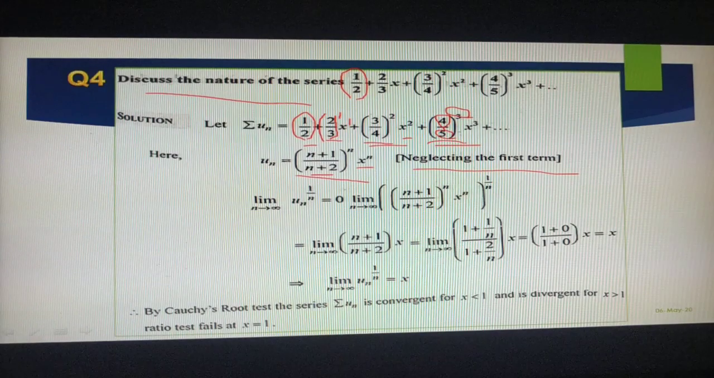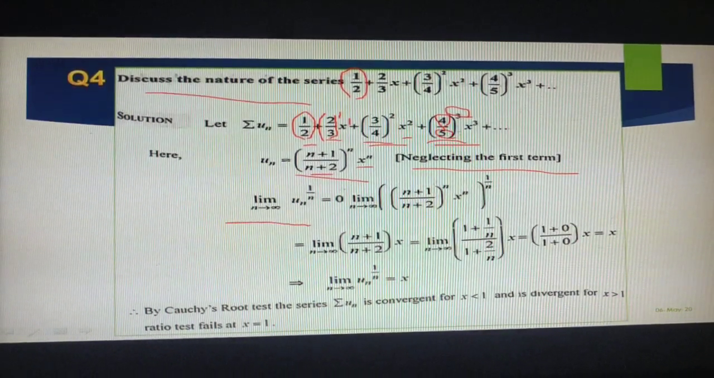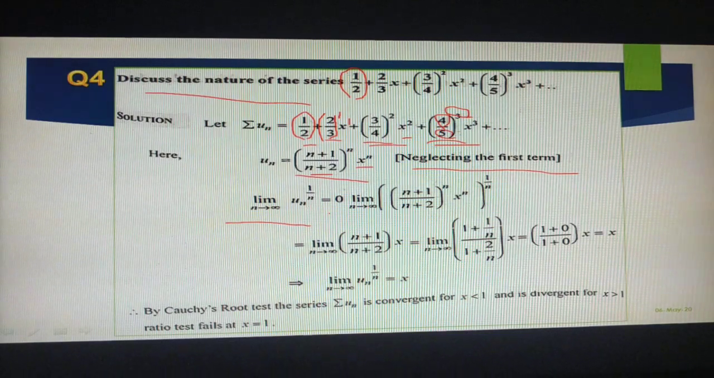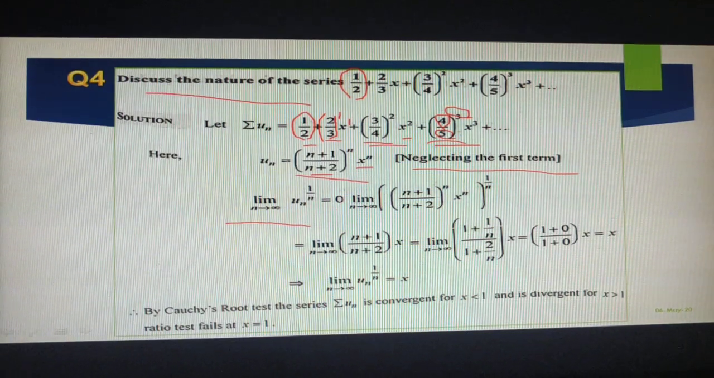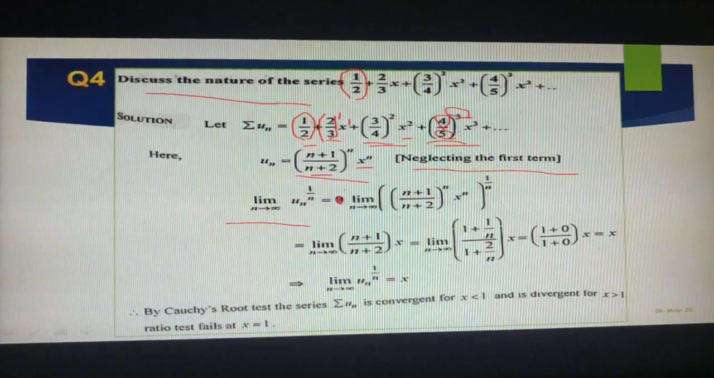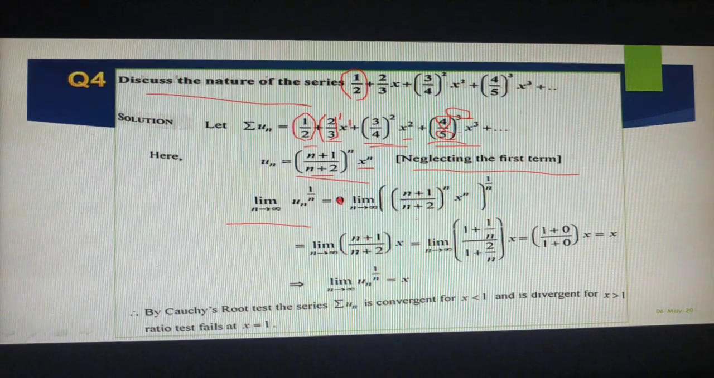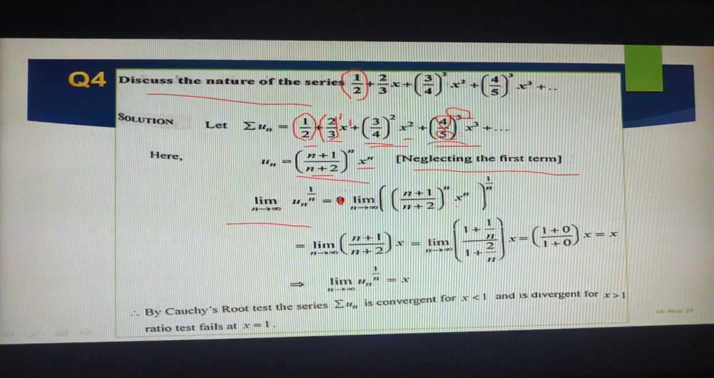Once you have your nth term, nothing else is there. Just apply your formula, limit n tends to infinity, un whole to the power of 1 by n, is equal to limit n tends to infinity. So now what we are doing here, un we are considering, that is n plus 1 by n plus 2 whole to the power of n, x to the power of n, whole to the power of 1 by n.